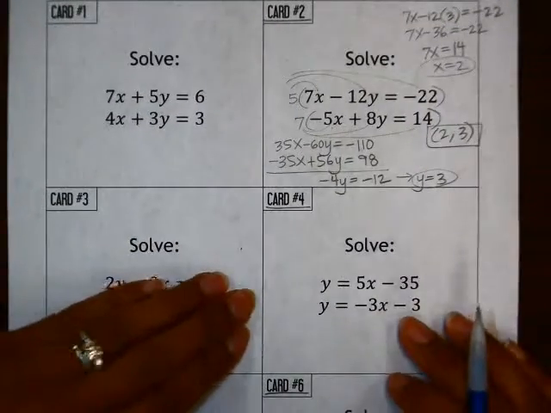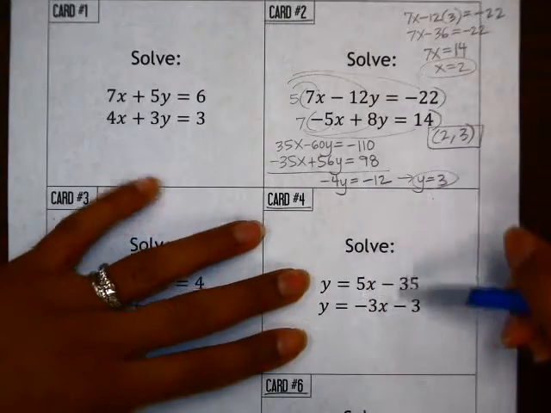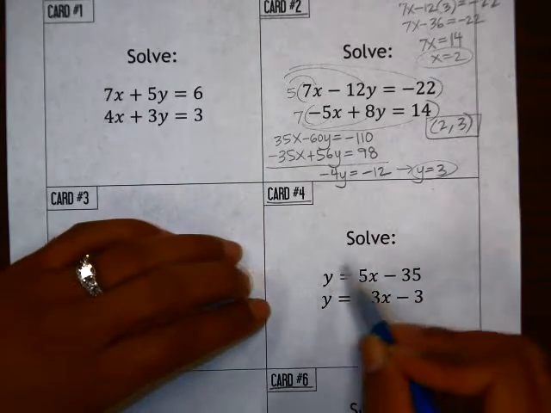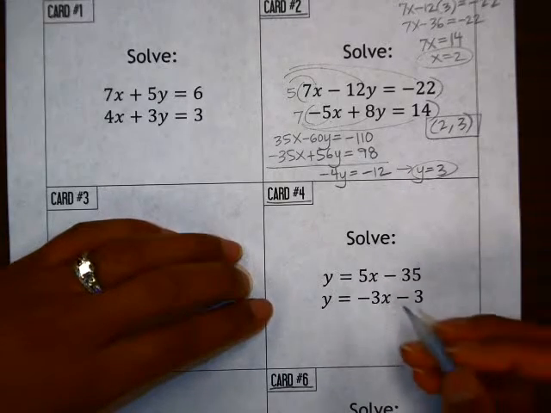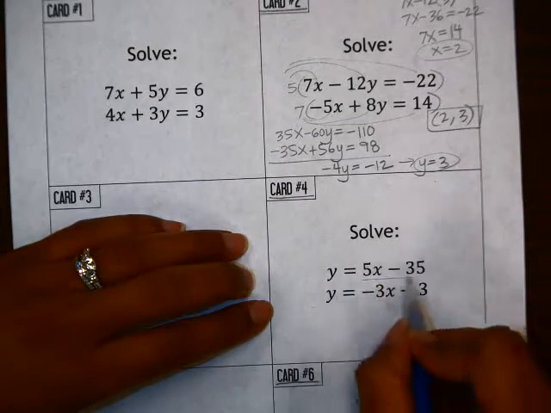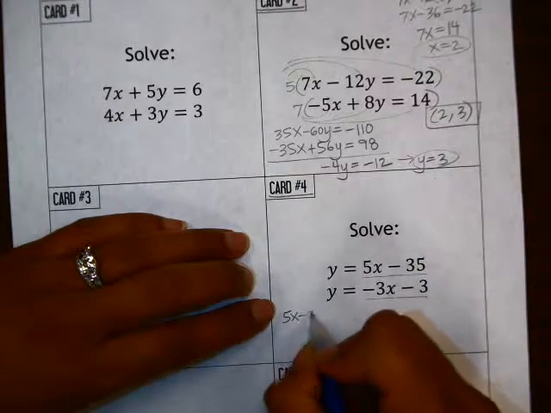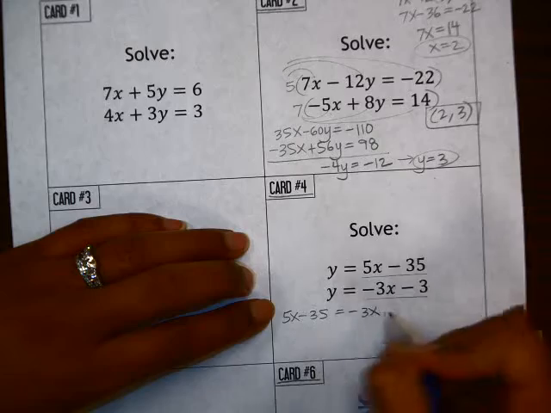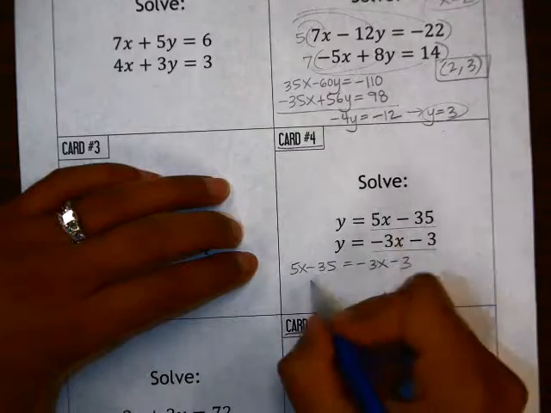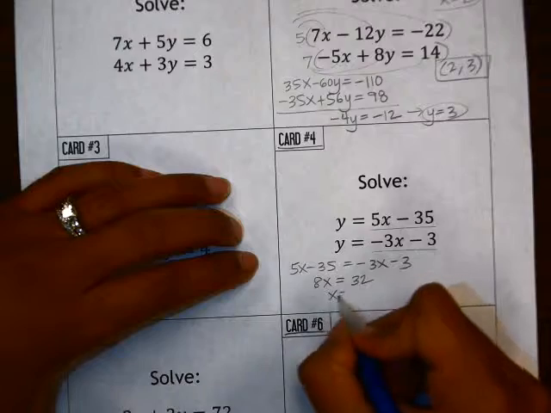Okay, in card number 4, we have another system of equations, and notice the difference between this one and number 2. Here, the y value is isolated on both the first and the second equation. We can use what we call substitution, or in this case we can call it equal values method, where we're setting both of these equal to each other because they're both equivalent to y. So I'm going to say 5x minus 35 is equal to negative 3x minus 3. And then I'm going to solve this equation for x. So that gives me 8x equals 32, or x equals 4.